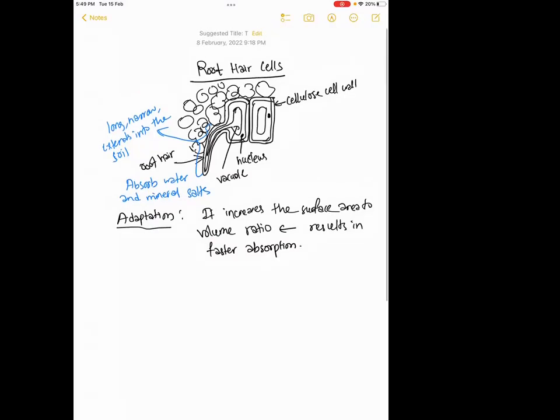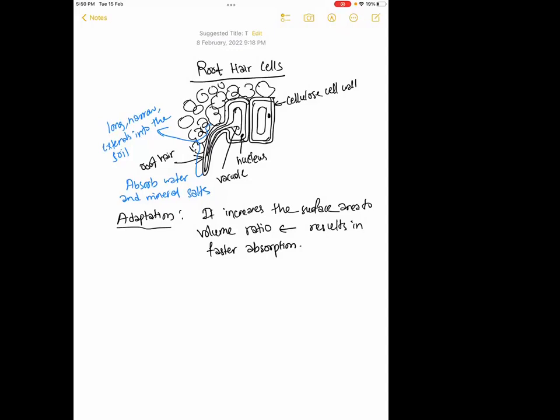Root hair cells, as you can see, are tubular outgrowths of root epidermal cells. Each root hair is usually an outgrowth of a single epidermal cell, so they're one cell thick. Being long and narrow, they have a large surface area to volume ratio for rapid absorption of water and minerals. So that's the adaptation.